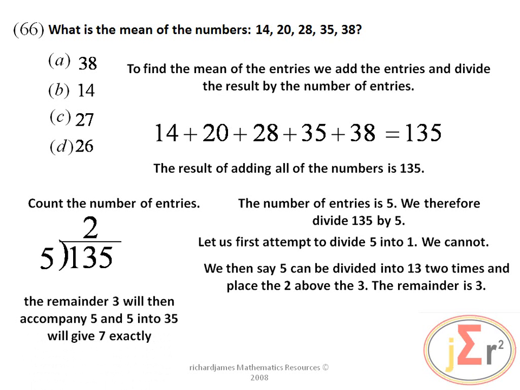So what do we do with that remainder? The remainder 3 will then accompany 5 and we'll say 5 into 35. So the 3 will accompany this 5 here. And we say 5 into 35 and the answer is exactly 7. The answer is 27 and this is option C.